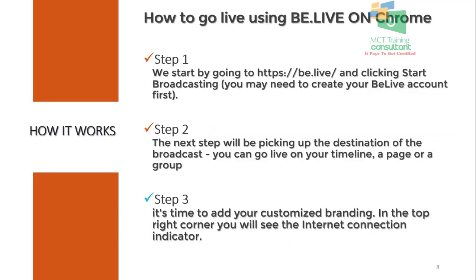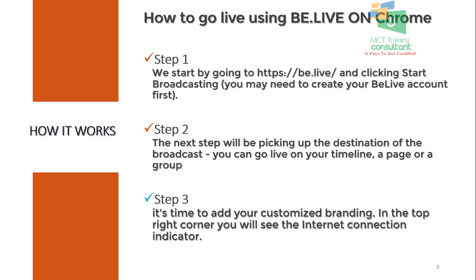So how do I go live on BeLive? Very easy. Just about 6 steps. First, you go to be.live, which is a website. You click on start broadcast. Of course, you must have logged in with your account already. The next step is to pick a destination. What I mean by destination, do you want to live stream on Facebook or Twitter? It will redirect you to those platforms to authenticate.